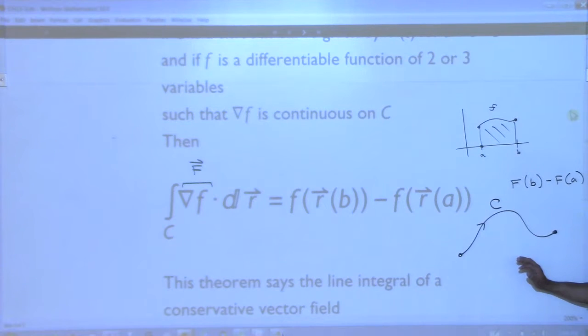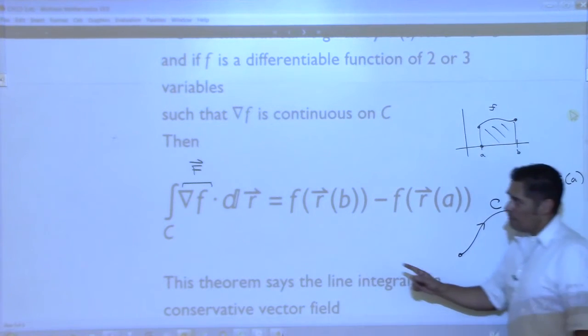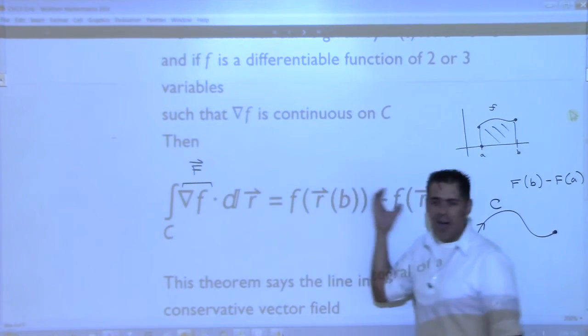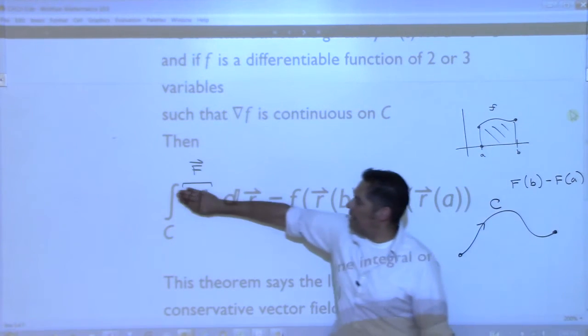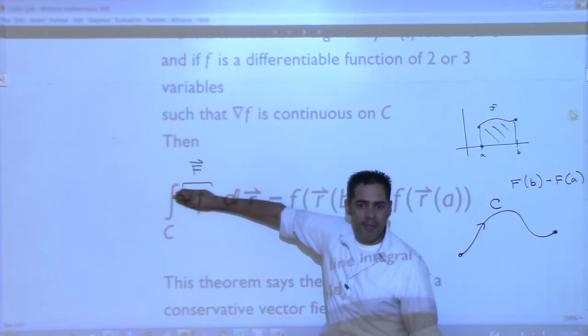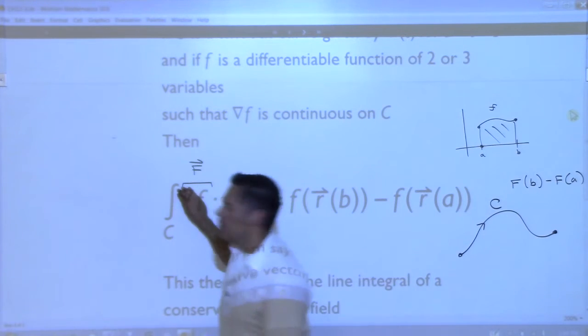Now, there's something very subtle, but it's important. This theorem does not work for any field. Like you can't just replace that with F in this theorem and have it work.